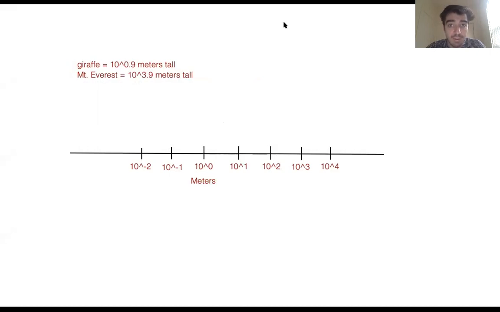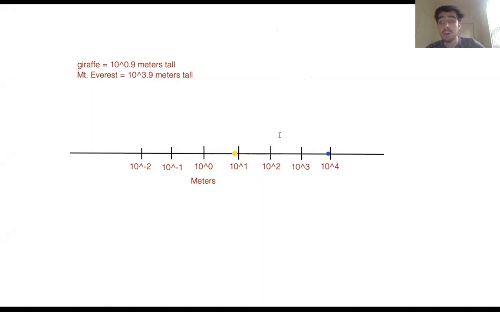the giraffe in yellow, I think. Let's put it at 10 to the 0.9. Since it's 10 to the 0.9, it's going to be about 90% of the way from this line to this line. It's going to be about right here. So that's our giraffe. Mount Everest, we can do in, I'd say, blue. And that's going to be 10 to the 3.9, about here.